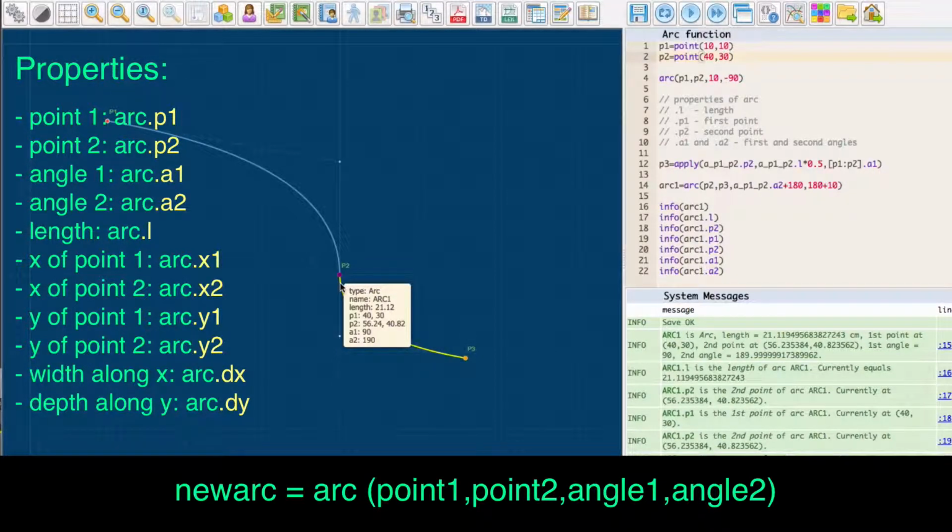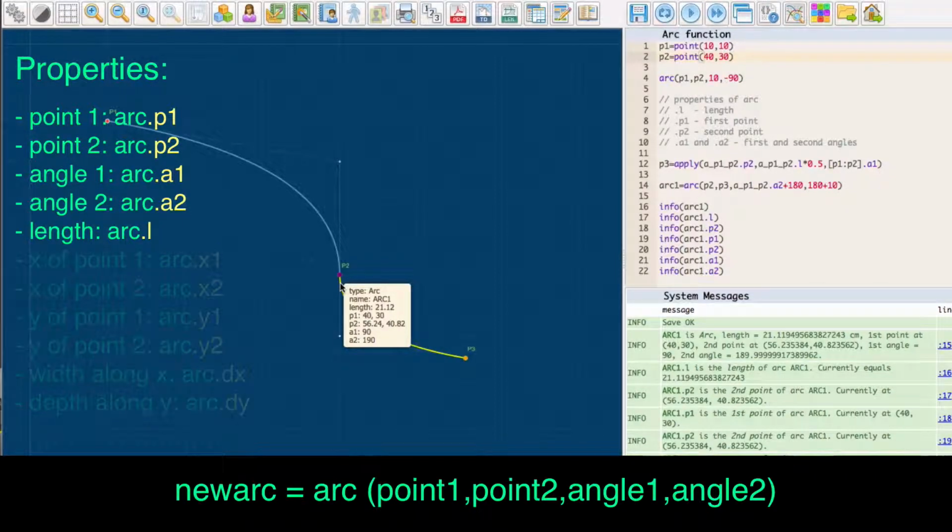The additional properties are used rarely in drafting. In most cases you will need the main ones, the length, the points, and the angles.